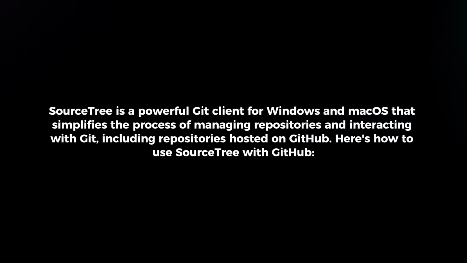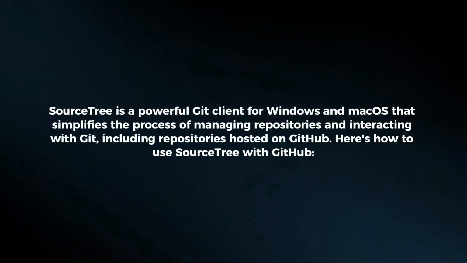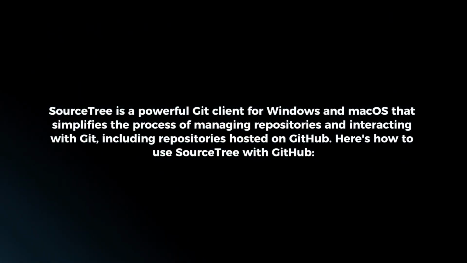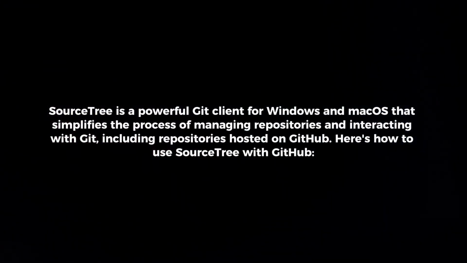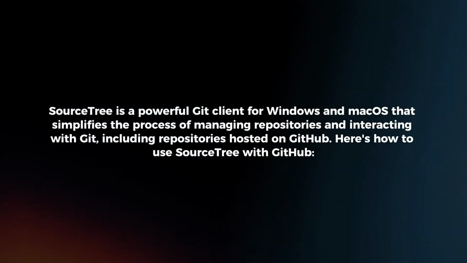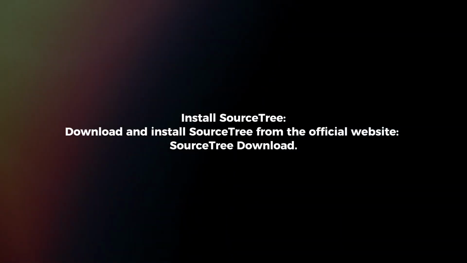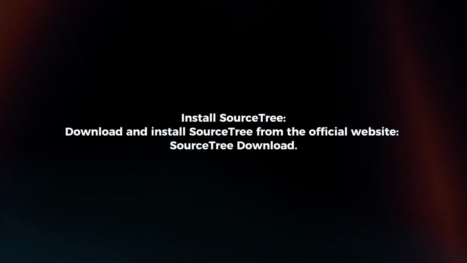SourceTree is a powerful Git client for Windows and Mac OS that simplifies the process of managing repositories and interacting with Git, including repositories hosted on GitHub. Here's how to use SourceTree with GitHub. Install SourceTree. Download and install SourceTree from the official website.